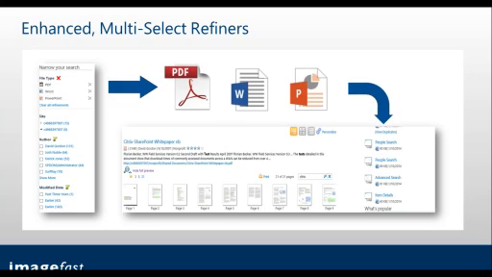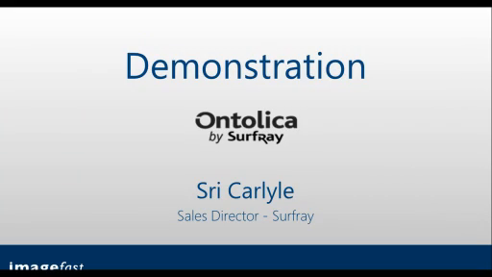As well as the document preview capabilities with Ontolica, we also have the ability to provide enhanced multi-select refiners. Out of the box with SharePoint 2013, we would only be able to select one facet of a particular refiner at a time. In this example, you can see using Ontolica Preview, the end user has selected that they want to narrow those search results by file types that are either PDF, Word, or PowerPoint. Out of the box, they'd only be able to do one or the other. Here, we can do all three.